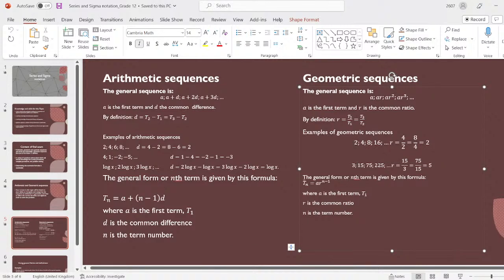Then this is the general formula for the geometric sequence. We have Tn is equals to a r to the power n minus 1. a is the first term, T1. r is the common or constant ratio, and n is the term number. So that represents the number of terms. So now let's start series now.